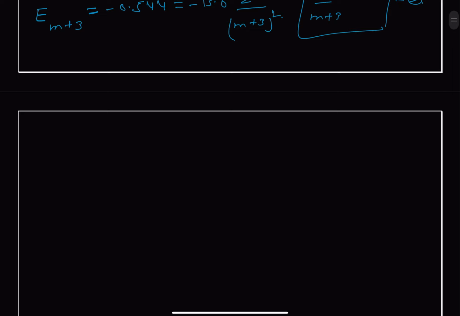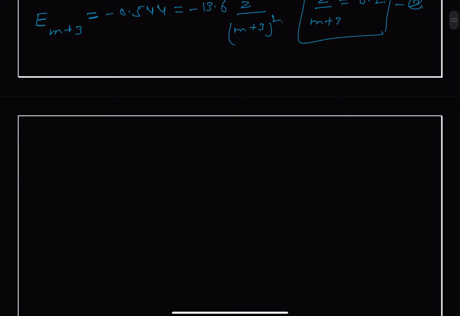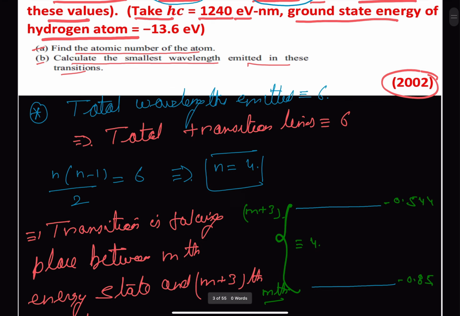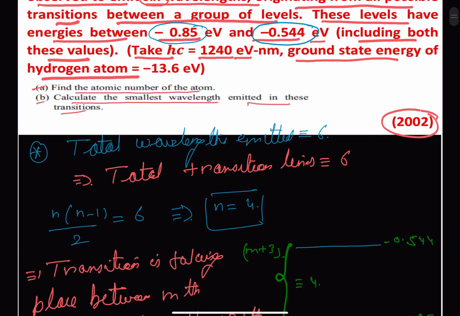Now if we solve equations 1 and 2, we have two unknowns and two equations, so we can easily find the values of z and m. We are going to get the value of m equal to 12 and the value of z equal to 3. So this is our first part. We were supposed to find the value of z, that is our atomic number.